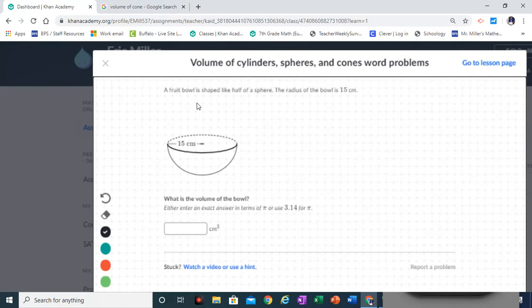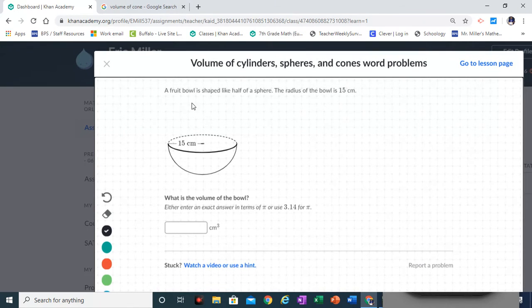All right, now it looks like we have half of a sphere. A fruit bowl is shaped like half of a sphere. The radius of the bowl is 15. What is the volume of the bowl? They tell us to use 3.14 for pi or an exact answer using pi. So the radius is 15, and we want half of a sphere.